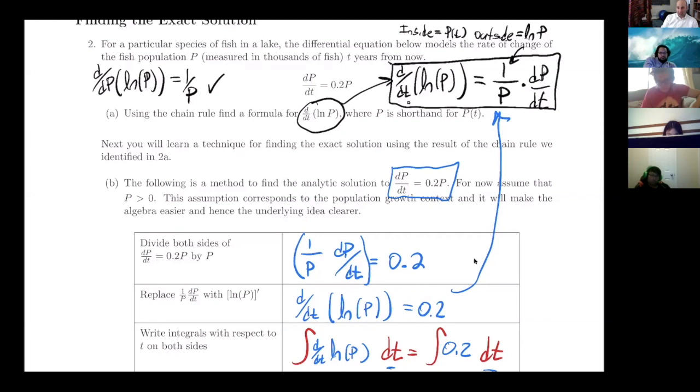Yeah, so to answer your question, which was initially, can I multiply, or at least after that first step, can I multiply both sides by dt? The answer is no.